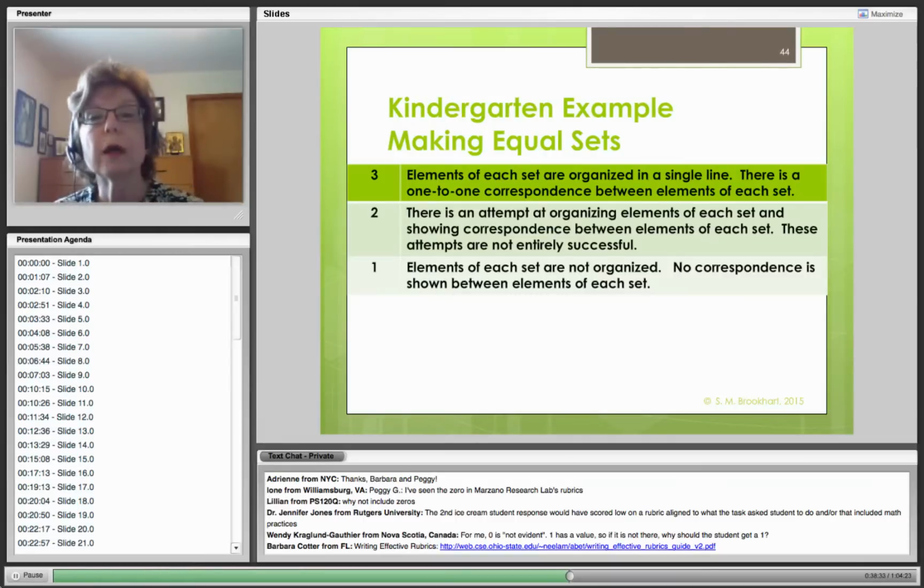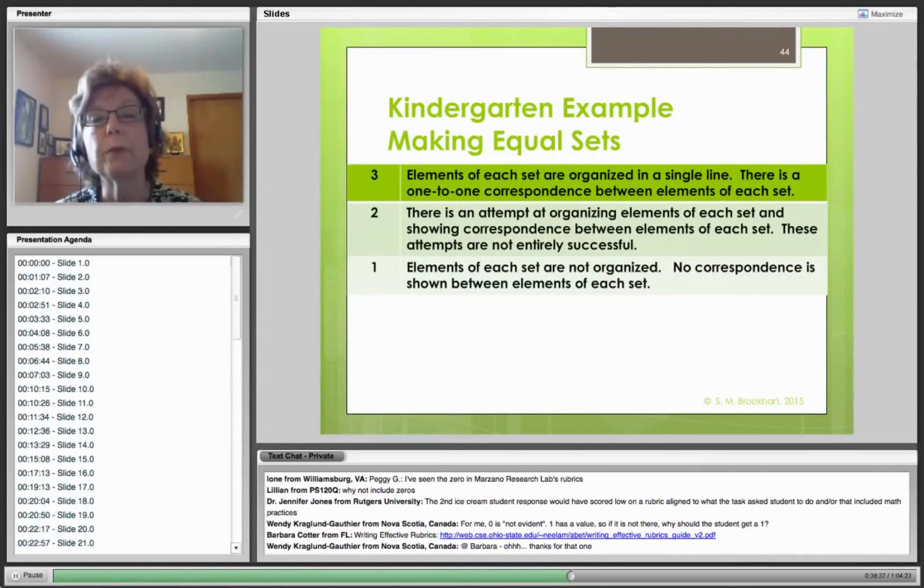The kindergartners were learning that you can make equal sets for numbers. Like if I had 3 in 3 circles, I could make an equal set by making another set with 3 circles. The students had been taught that to do that, you organize your sets in a single line. There needs to be a one-to-one correspondence between elements of each set.